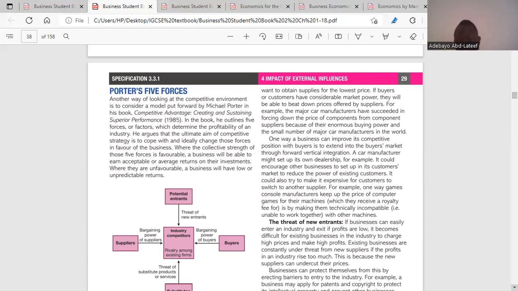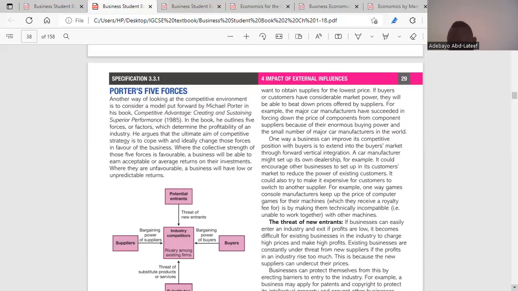He talks about the suppliers. He said the purchasing power, the bargaining power of suppliers might have a significant effect on profitability. If suppliers have the bargaining power over their customers, then they will be able to charge premium prices, which will result in higher profitability.